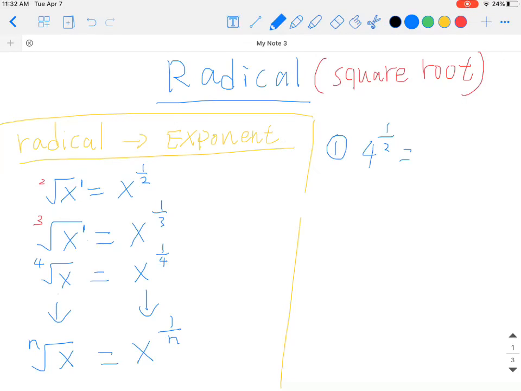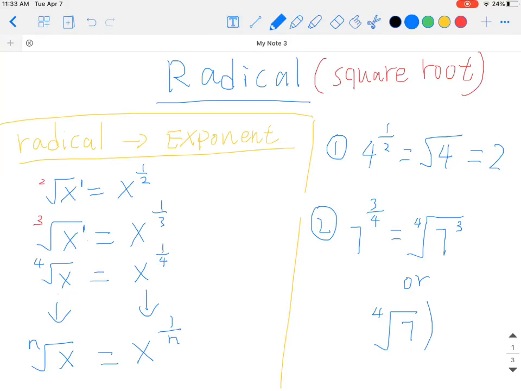Okay, let's solve some of the problems. 4 to the half can be written as square root of 4, and square root of 4 is 2. Second one, we have 7 to the 3/4. Remember, the 4 in the denominator comes from the 4th root of 7, and the numerator 3 stays with 7. This can also be written by taking the 3 outside. They both are the same.